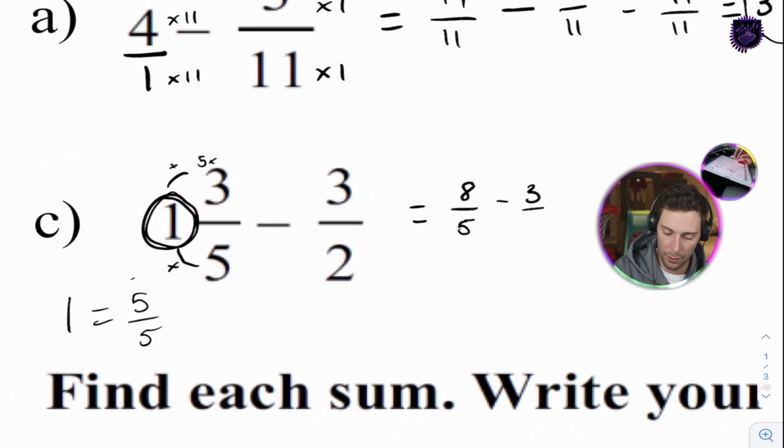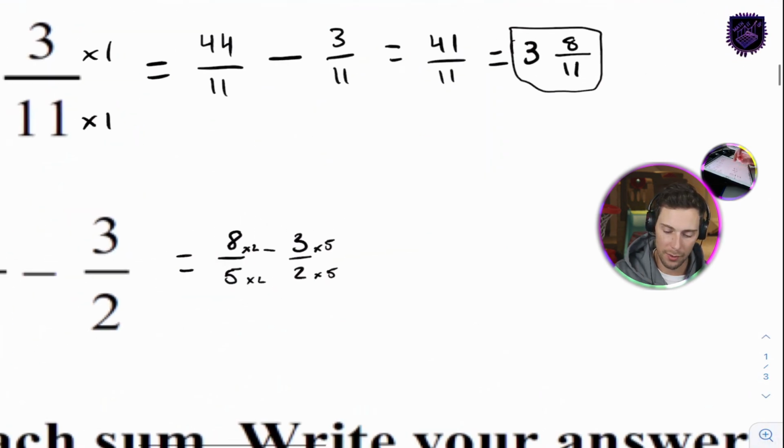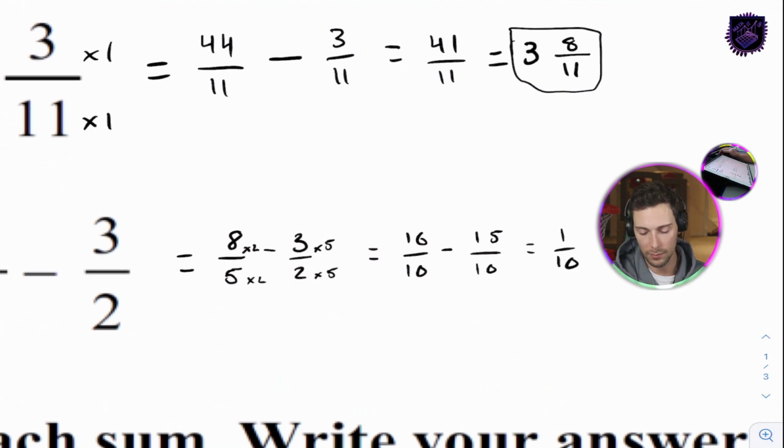Subtract 3 over 2. And I also now need to find a common denominator, so I'll cross multiply. 8 times 2, 5 times 2, 5 times 3, 5 times 5, 3 times 5, 2 times 5, which will equal 16 tenths minus 15 tenths, which will equal 1/10. Tricky. 1/10. Can we simplify 1/10? No. That's our answer.